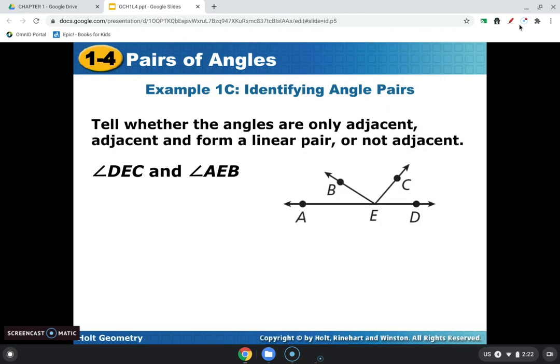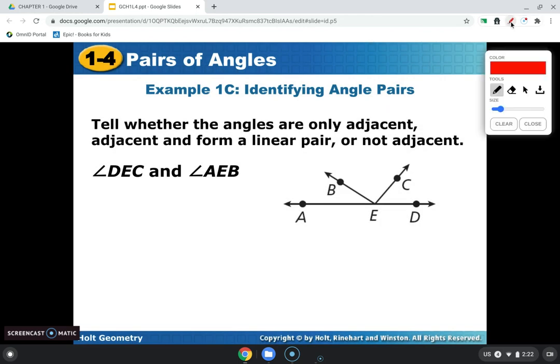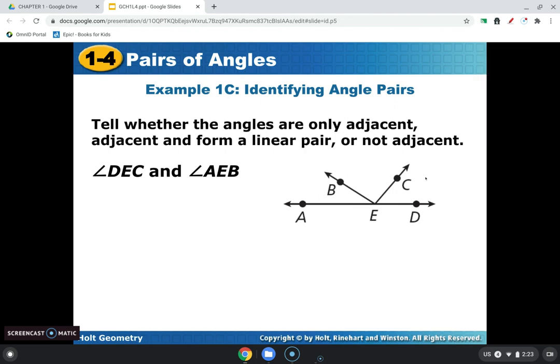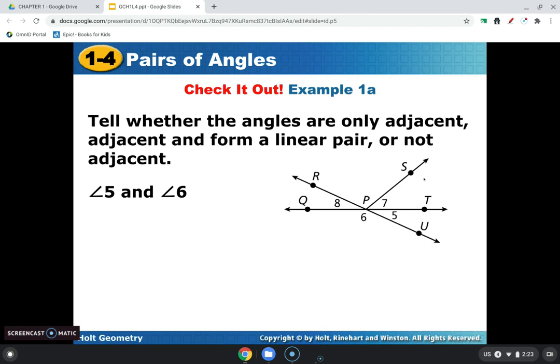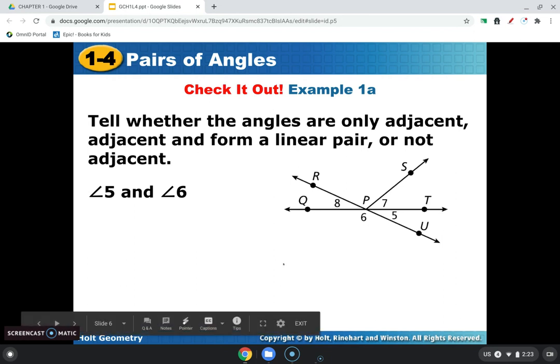All right, try it again. DEC, so here, and AEB. Well, those are not right next to each other, so those are not adjacent. 5 and 6. You can look at 5 and 6 right there. Adjacent, and they make a straight angle, so they form a linear pair.